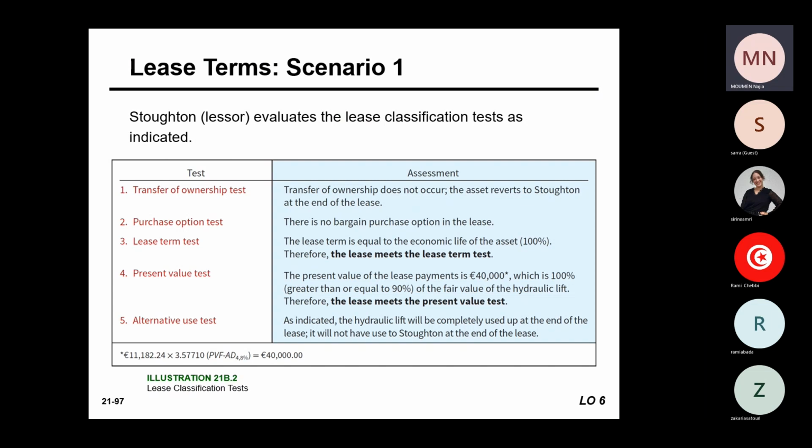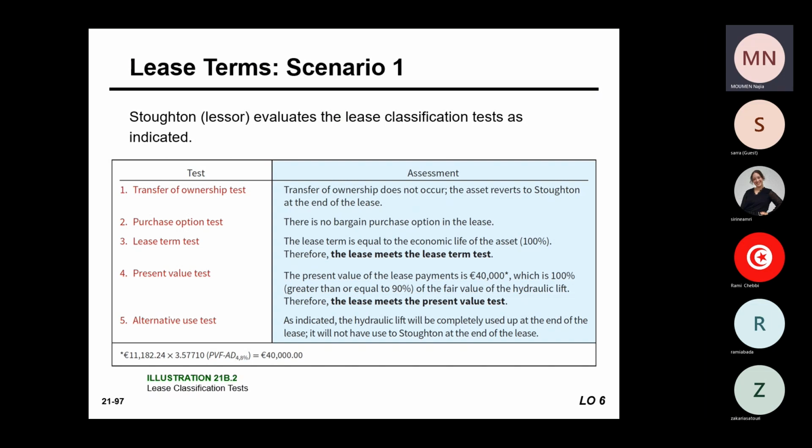First of all, we need to tell whether this lease is a finance lease or an operating lease. So we have to proceed with this classification test and see if one of these tests will be met or not. The first test is the ownership test. As it is said in the illustration, there is no transfer of ownership. The lift will just revert to the lessor at the end of the lease. So the first test wasn't met.